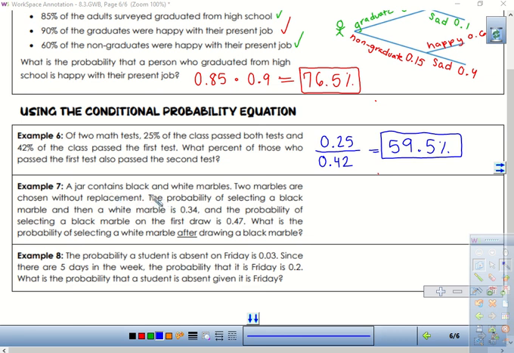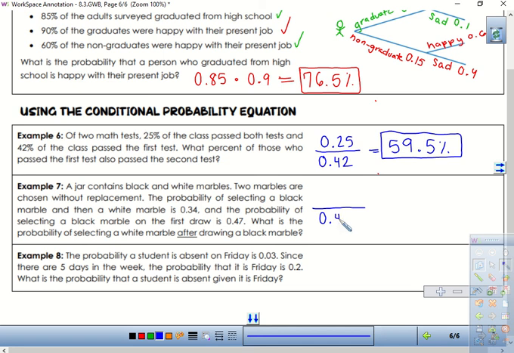So a jar contains black and white marbles. 2 marbles are chosen without replacement. The probability of selecting a black marble and then a white marble is 0.34, and the probability of selecting a black marble on the first draw is 0.47. What is the probability of selecting a white marble after drawing a black? So we're assuming that we've already drawn a black marble as our first draw. The people who didn't draw the black marble are already out. We don't care about them. We're only worrying about the ones who picked the black marble first, which is what decimal of people?